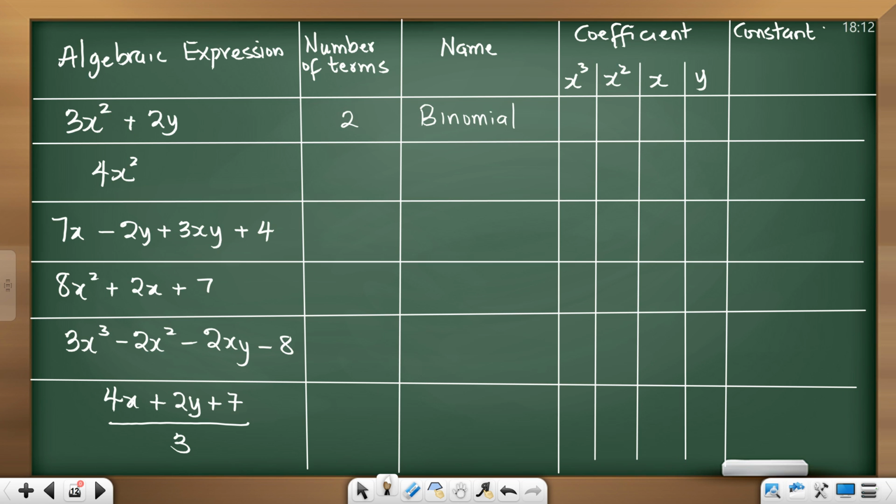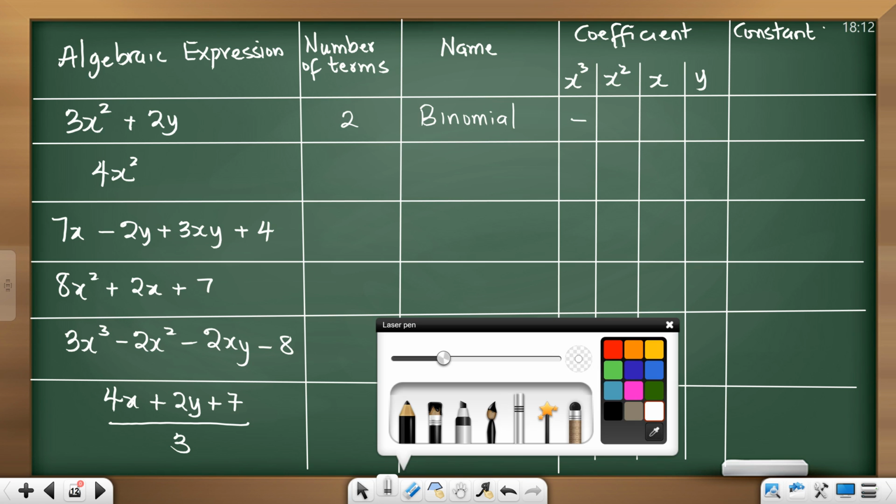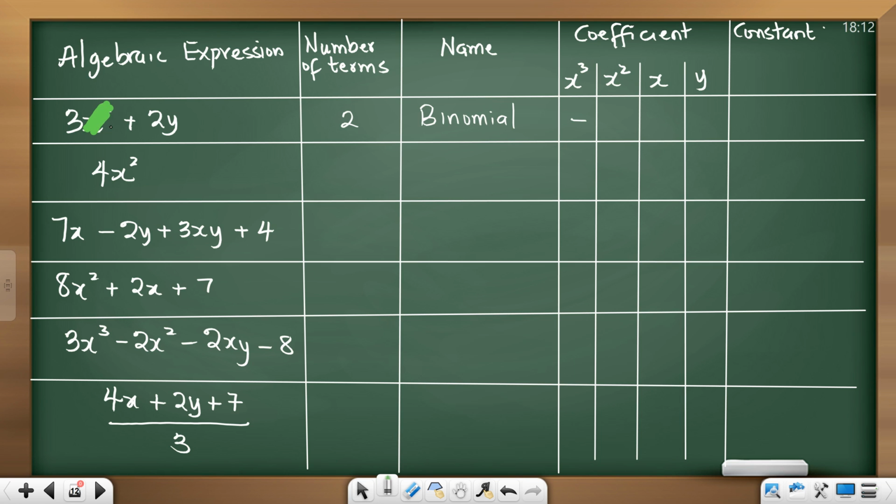Now, coefficient of x cubed. In this case, there's no x cubed there, so I'm going to leave that blank. Coefficient of x squared. All I need to do is to cover x squared. And what am I left with? I'm left with a 3. Coefficient of x. Okay, we can put a 0 because it's not there. In case they ask us, then let's put 0.